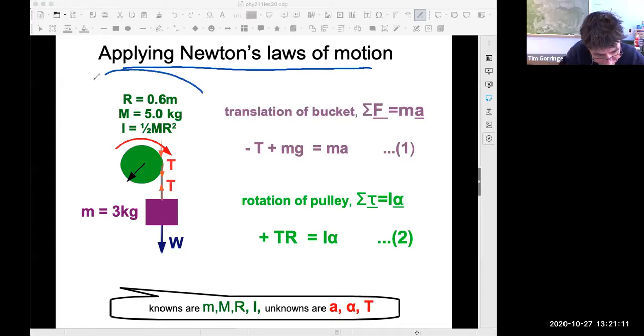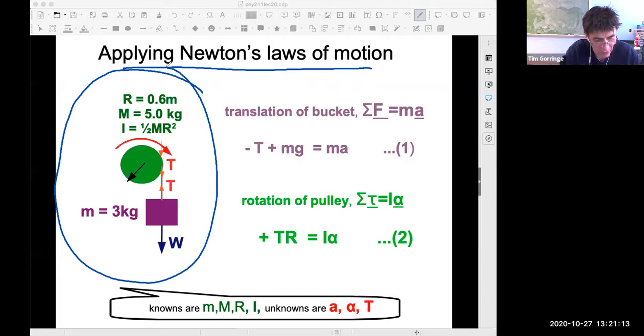I started over here on the left-hand side by making a sketch of the problem. Of course, I would always, like the ladder, I sketched the ladder and drew the forces on the ladder. Here I'm going to sketch the pulley and the bucket and sketch the forces that are acting on the pulley and the bucket. So that's what I'm doing. Let me start with the bucket. Here it is in magenta. And I know the mass of the bucket, so I indicated that. And then I know that there's two forces acting on the bucket.